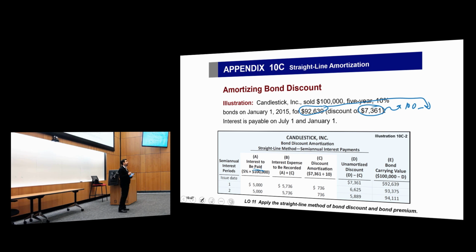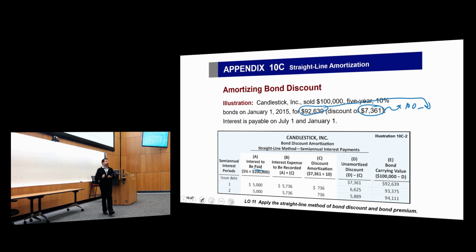Now, the interest expense that the company will recognize and record will also include the amortization of bond discounts. So in this case, the discount amortization per payment is 736. You add that to the 5,000, which is the actual payment. So the interest expense that the company will record with every interest payment will be 5,736. That's the amount that the company will report.